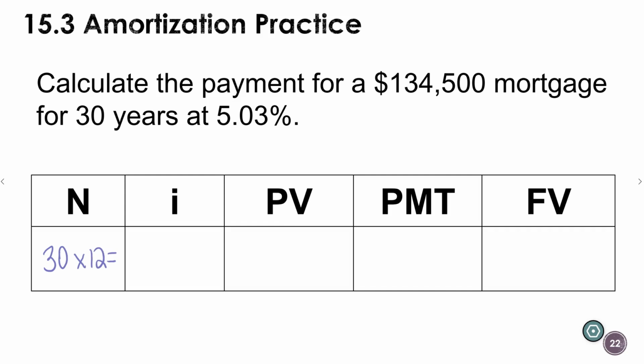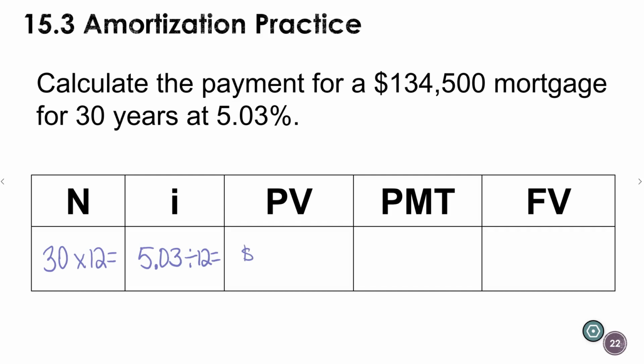So 30 times 12, which is going to be 360 payments, right? And then we take our interest rate of 5.03 divided by 12. Make sure you push equals. Leave that on your screen, right? You have to know to do that. And then push your I/Y key.